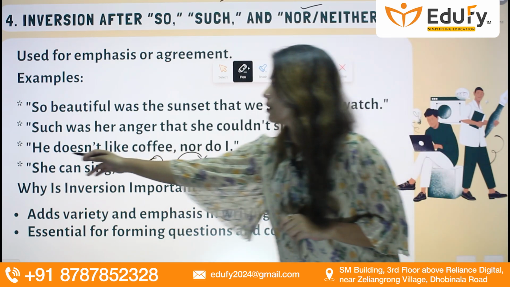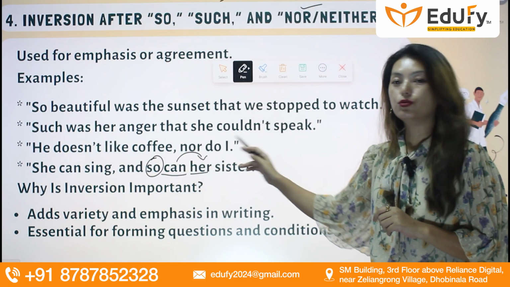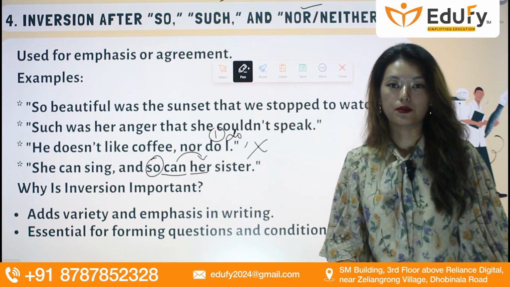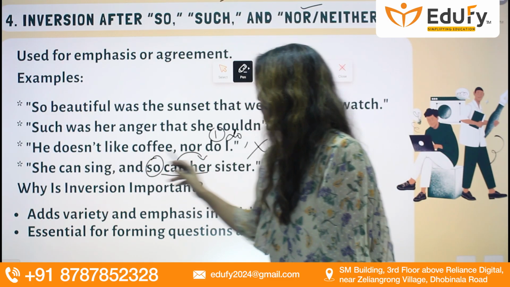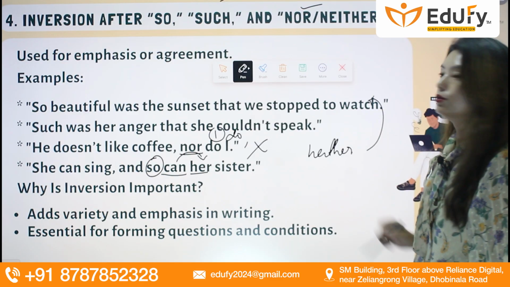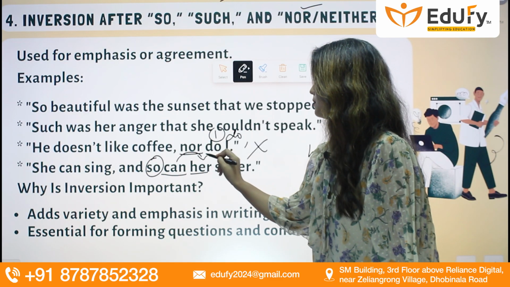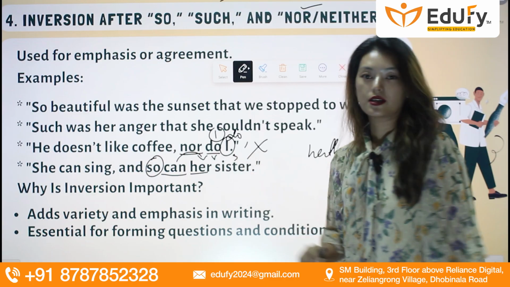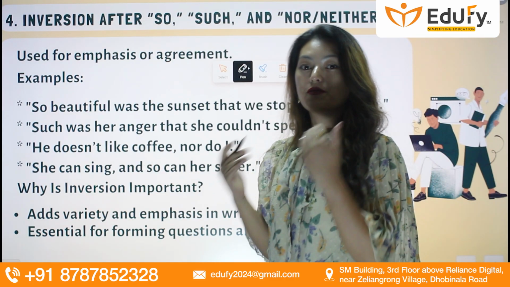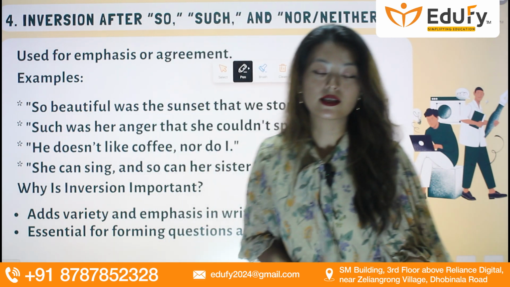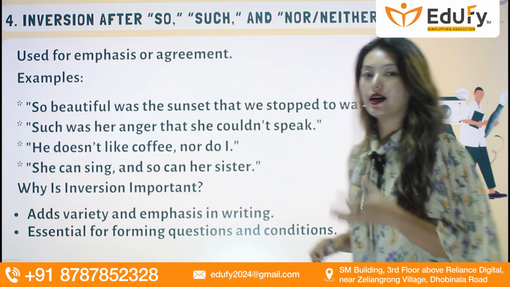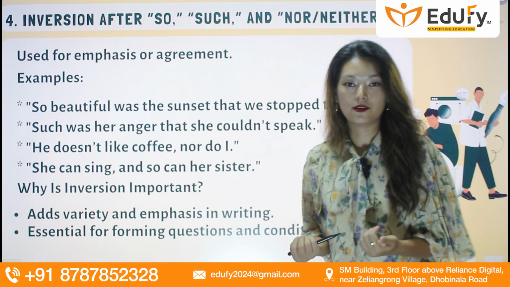The next example here: he doesn't like coffee, nor do I. A lot of times we see nor I do. It's a wrong statement. Therefore, what do you do? When you have nor or neither, the inverted form will be used again, where you have the verb before the subject. That will be the right sentence. So this is the main emphasis on what inversion is and on what type of sentences it can be used. Now, we have to be very careful as to when or why we use inversion in a sentence.